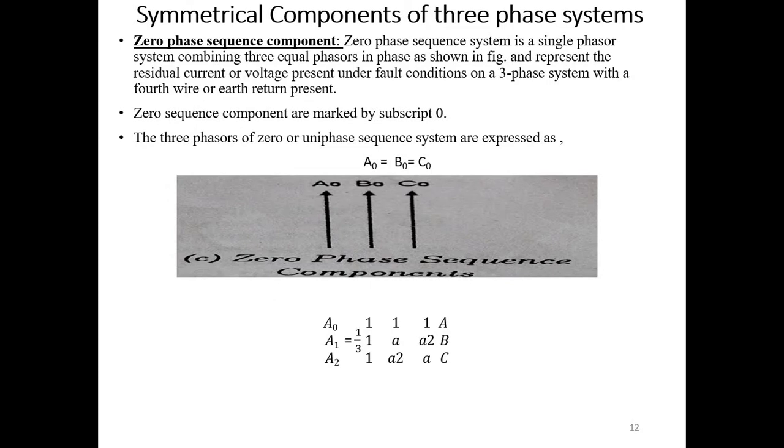Now the last phase sequence component is the zero phase sequence component. The phasor diagram is shown here for the zero phase sequence component. Zero phase sequence system is a single phasor system combining three equal phasors in phase, as shown in the figure, and represents the residual current or voltage present under the fault condition on a three-phase system with fourth wire or earth return present. That means in this case the fourth wire or neutral wire is present. And zero sequence components are marked by the subscript 0. That means A0, B0 and C0 represent the zero phase sequence components of phase A, B and C respectively.